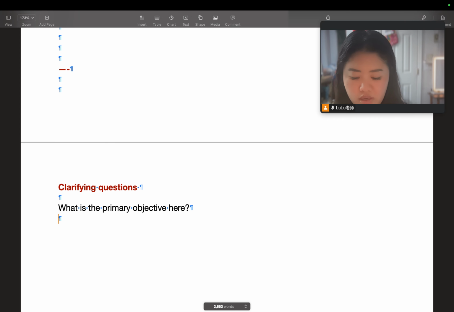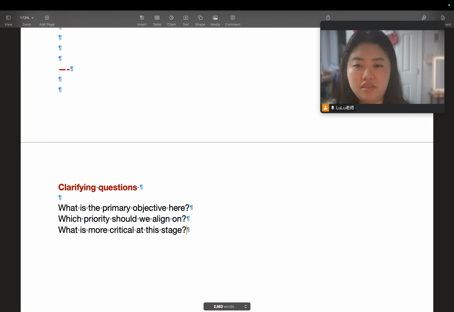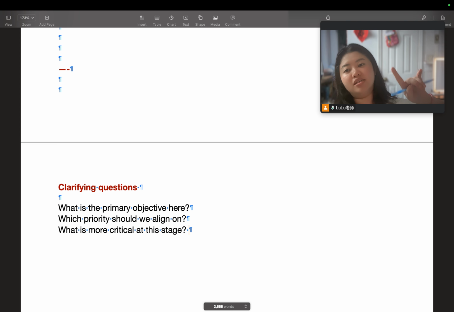Next, which priority should we align on? Next, what is more critical at this stage? Go ahead and say all three for me, please. Good. And this is where I would point out intonation, pronunciation. If my students, for example, went up, when it should go down, like what is, objective always is down, things like that.